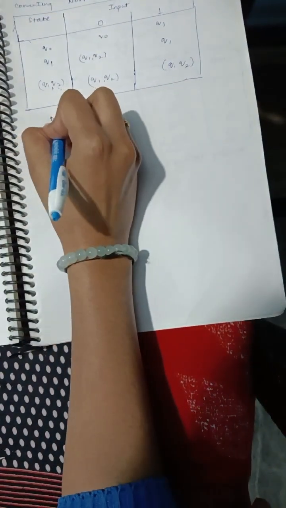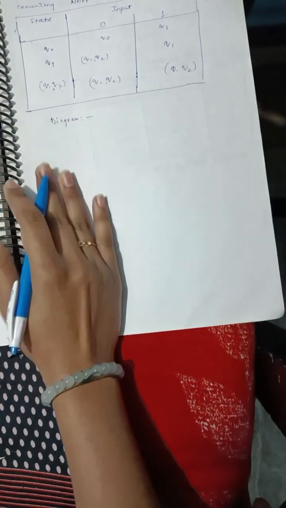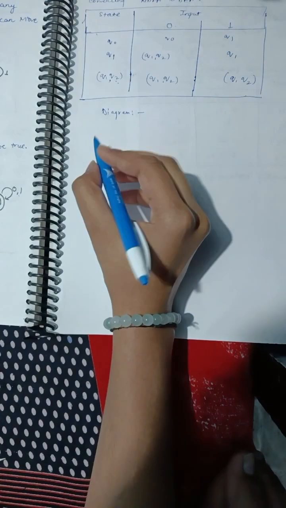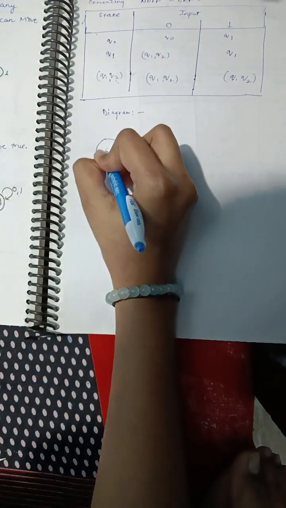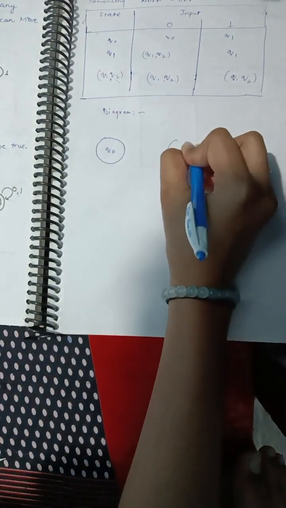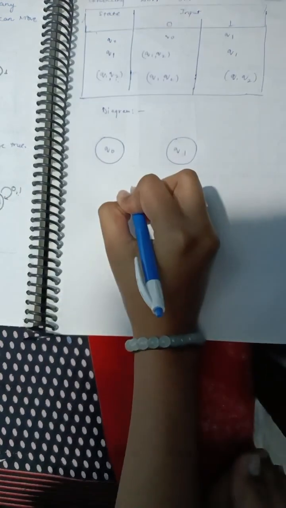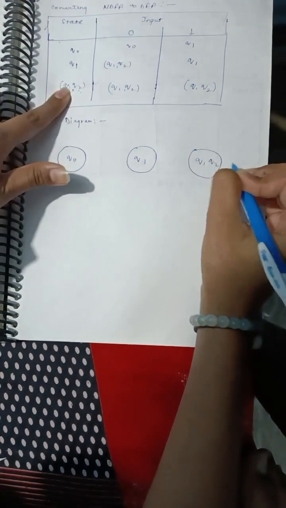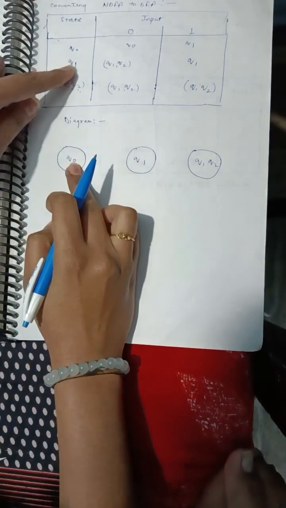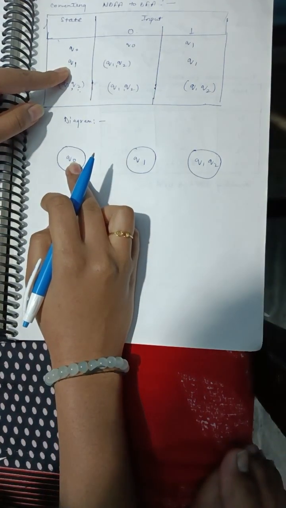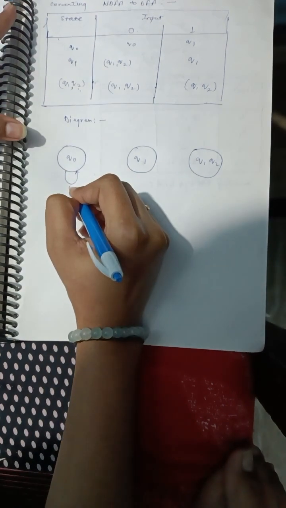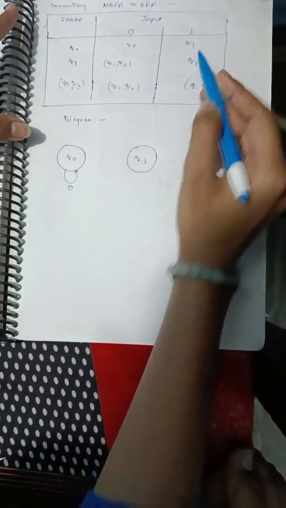Now the diagram for this table will have three states: Q0, Q1, and Q1 comma Q2. At Q0, for the input value at 0, it loops back to itself. At 1 it goes to Q1.